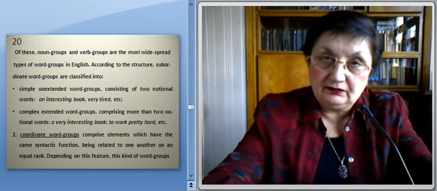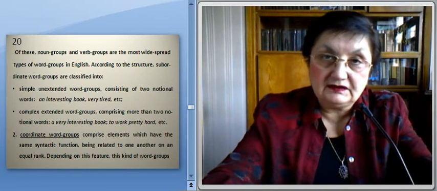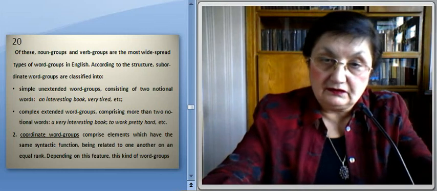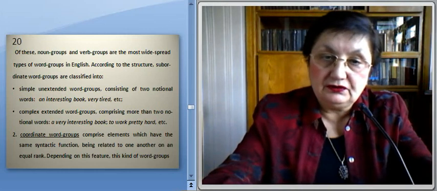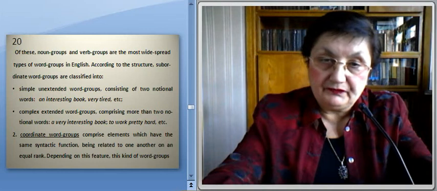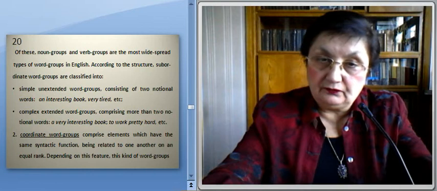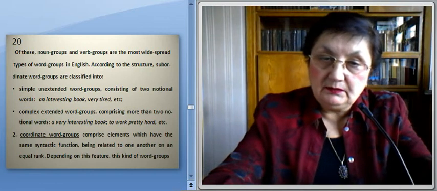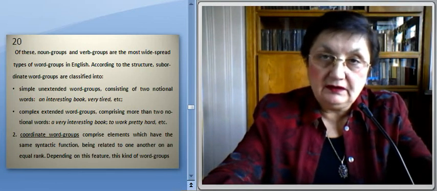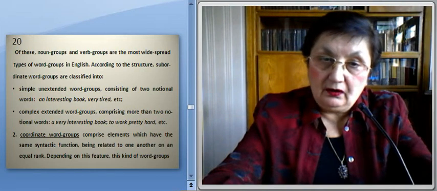Coordinate word groups comprise elements which have the same syntactic functions, being related to one another on equal rank. Depending on this feature, this kind of word group can be called equipotent. For instance, such groups are Nick and John, day and night, came and went, tired but happy, etc.